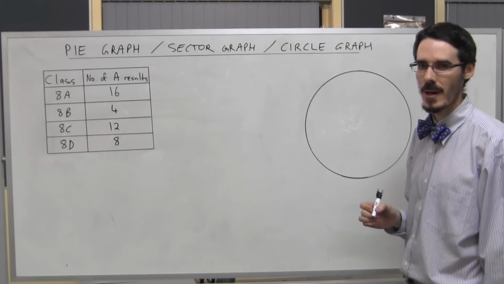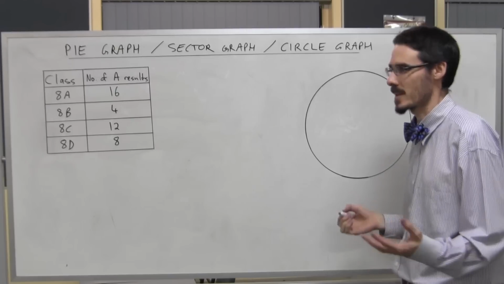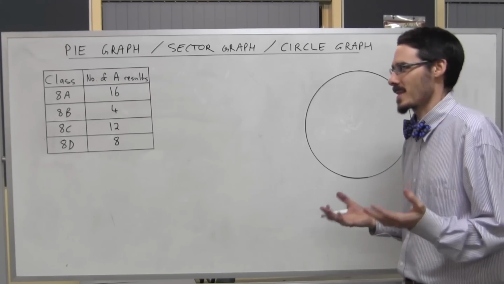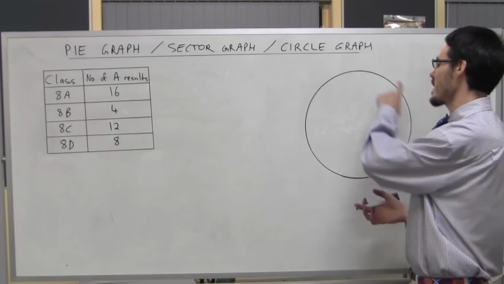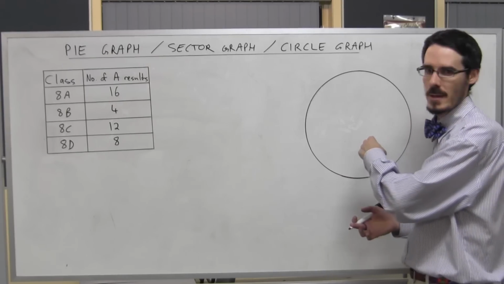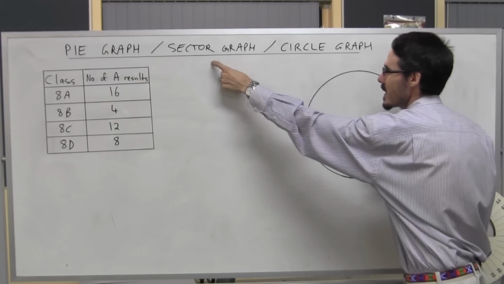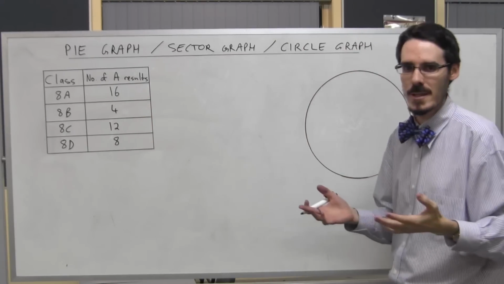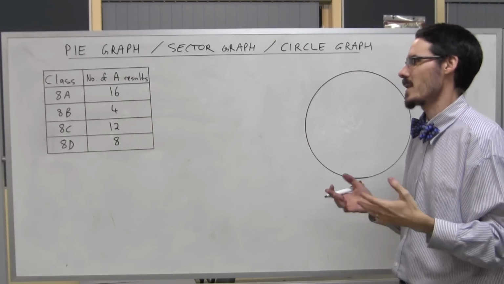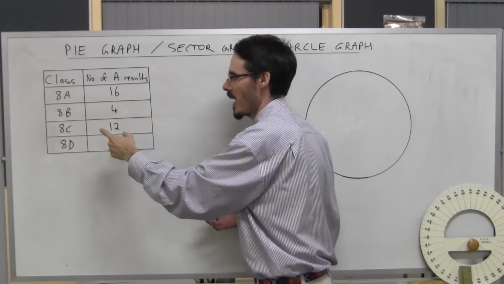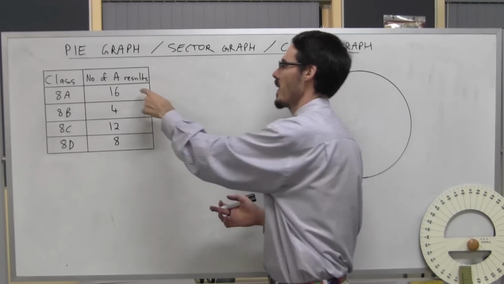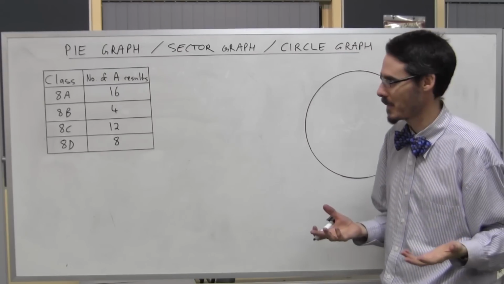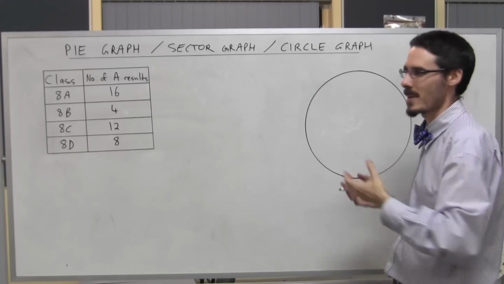To draw a sector graph, or a pie graph, or a circle graph, or some people call them pie charts, it doesn't really matter about the name, we're going to divide up this circle into parts, sectors, according to the number, the size of each section. So, for example, here is some data for 4 different classes and the number of students in each class who got an A on some assessment. And we want to draw a pie chart to represent this.